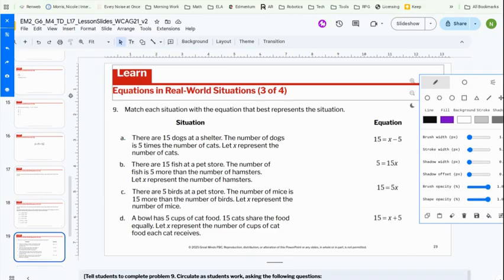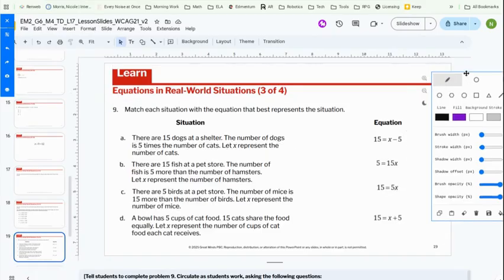So let's look at A. There are 15 dogs in the shelter. The number of dogs is 5 times the number of cats. Let X represent the number of cats. So which of these equations over here means that you have X cats, there are 5 times number of dogs and cats, and should equal 15? Well, this one does, because we have the cats times 5 equals our dogs, and that makes sense.